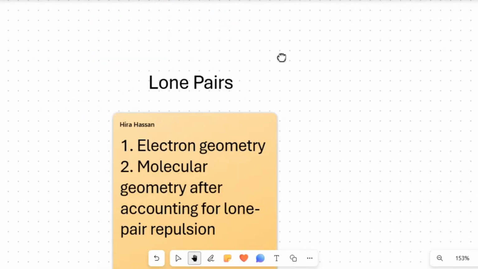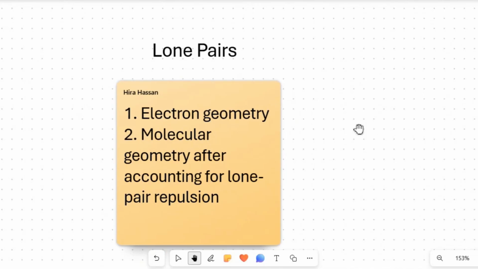Now, what about lone pairs? We've looked at 3, 4, 5, and 6 bond pairs, but what about lone pairs? Well, when we have lone pairs, the electron geometry is the same as if there were only bond pairs present, as if you would consider the lone pair as being a bond pair. But when you look at the molecular geometry, you have to change it slightly by accounting for the lone pair repulsion.